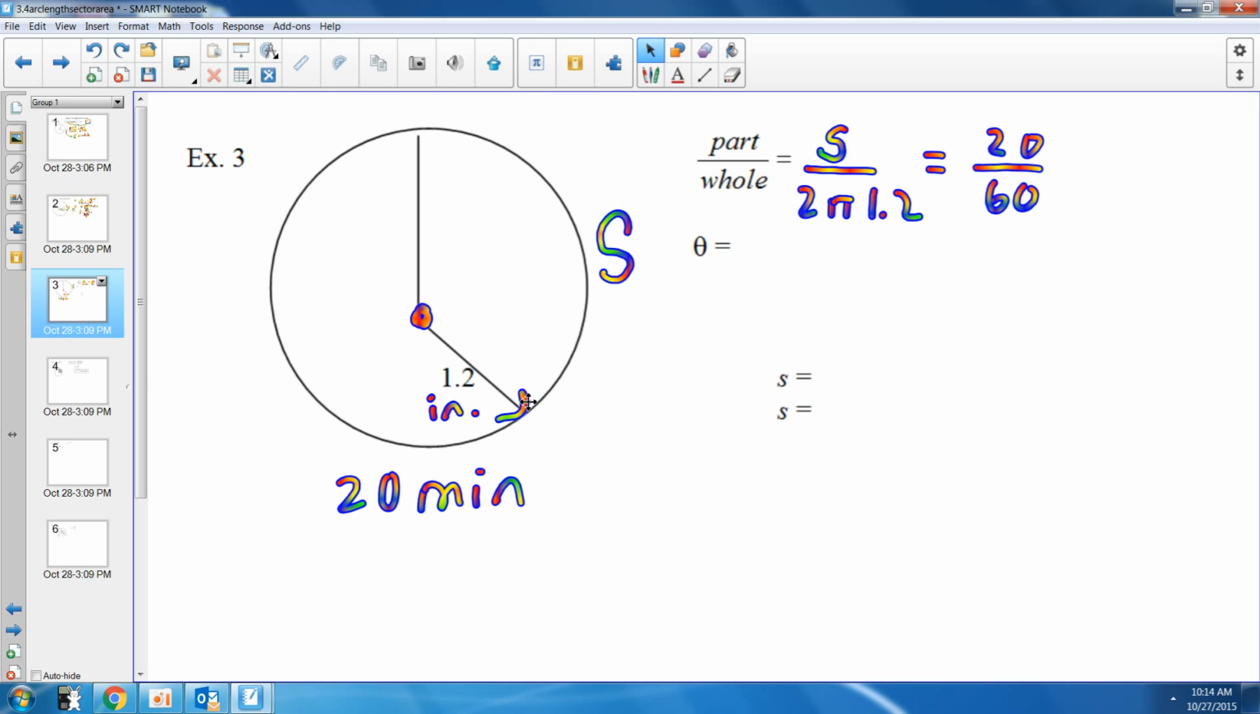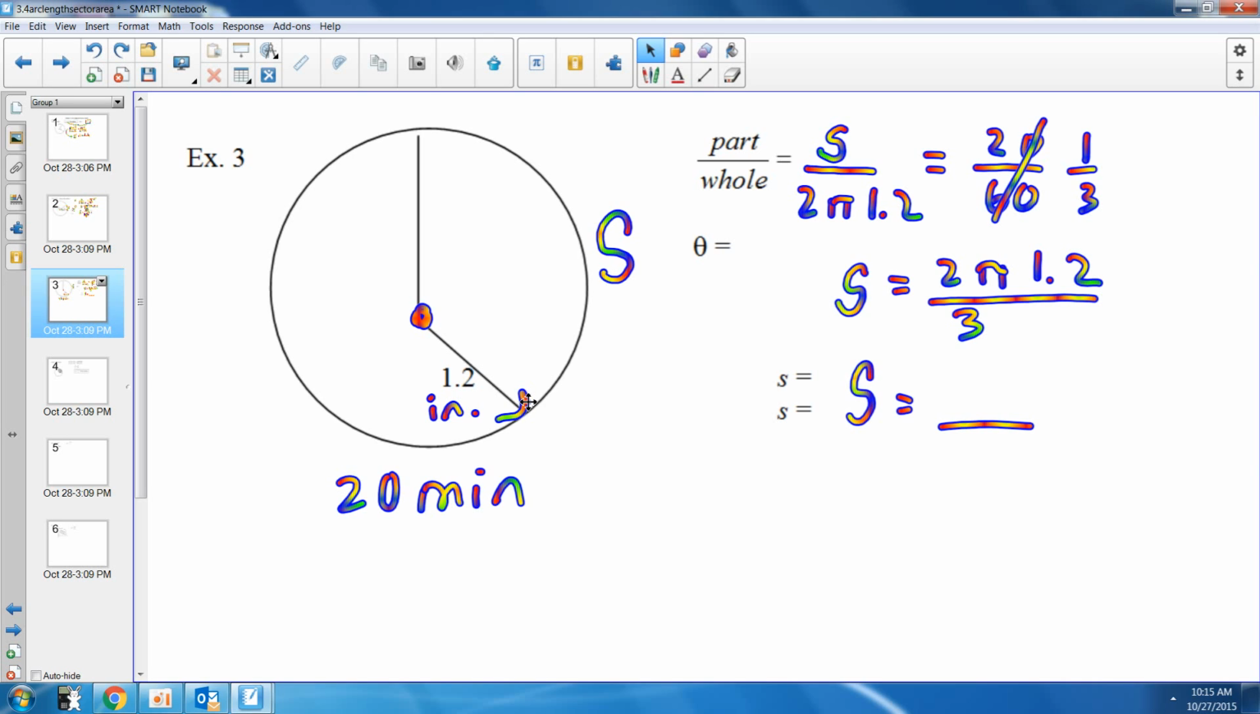That ratio is the same, and now again what you could do is go ahead and solve for S, and that's going to be 2 pi 1.2 divided by 3. Notice that you could also think about this in terms of proportion, but you could also think about it in terms of percent of the whole. This is really 1/3. 20 over 60 is 1/3. 1/3 of the circumference has to be this right here. And that's what I have right here. 1/3 of the circumference is percent of the whole, and that's going to give me my answer for S as well. Again, if it's decimal, you can figure that out. If it's not, you can leave pi in, and that would be minutes.